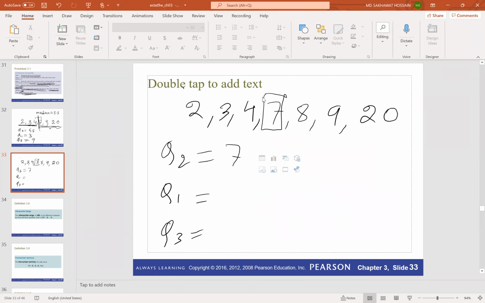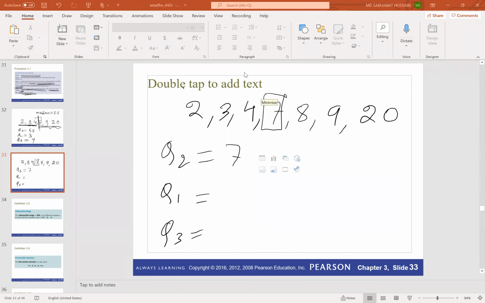So what is Q1 and Q3? What is the value for Q1 and Q3 in this case? I got one answer, 3 and 9. Anyone else? 3 and 9. Okay. That's a good question. Would you ignore 7? Because 7 is in the data set, right?